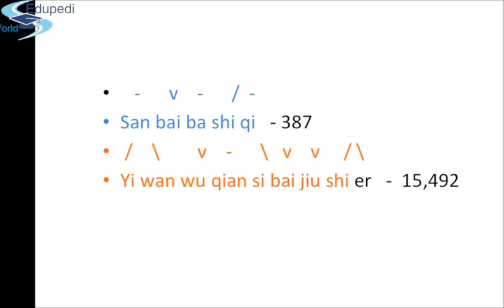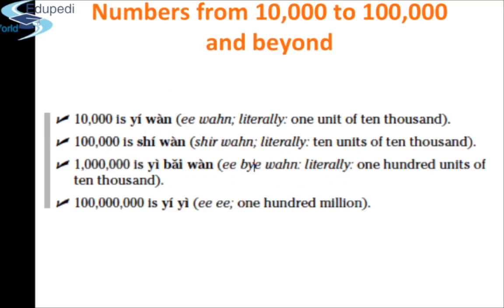15,492. Let's see some bigger words, bigger numbers. Numbers from 10,000 to 100,000 and beyond. As I just introduced, 一万, 10,000. 万 is a number unit that doesn't exist in English. 一万 means 10,000.